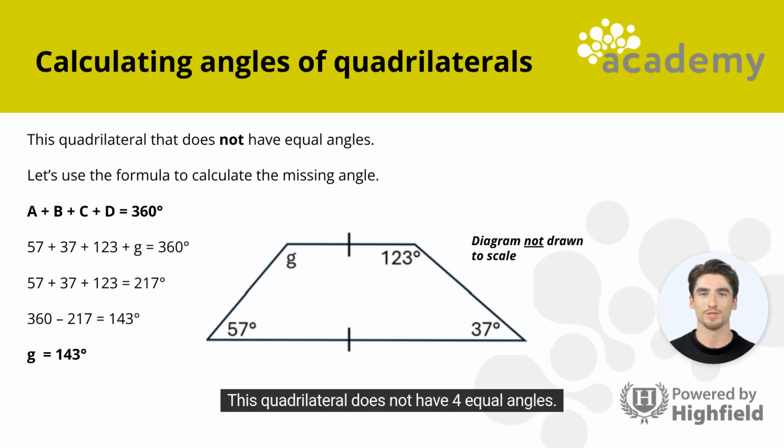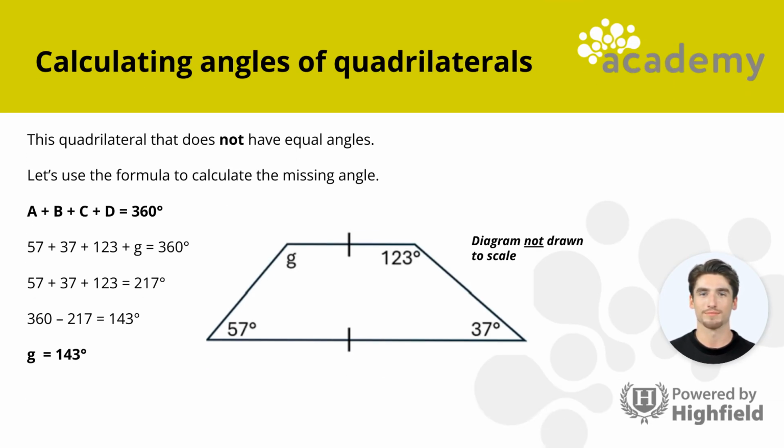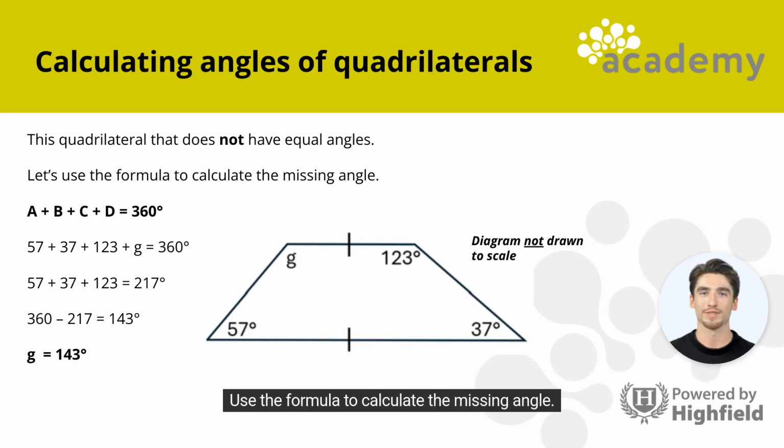This quadrilateral does not have 4 equal angles. Use the formula to calculate the missing angle. First, we need to add up the angles we know. 57 plus 37 plus 123 equals 217 degrees.